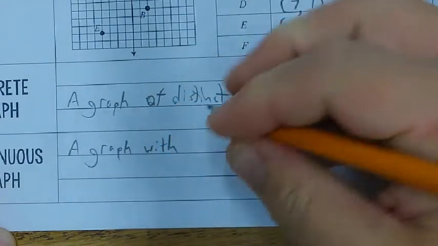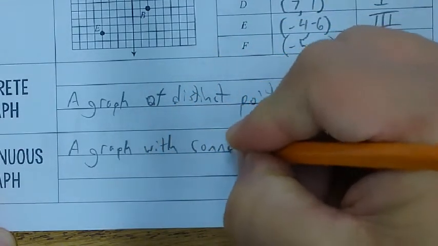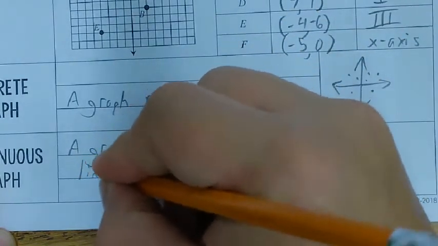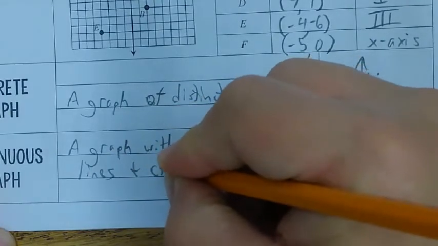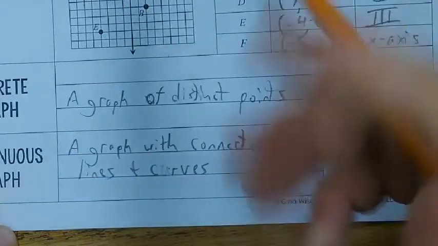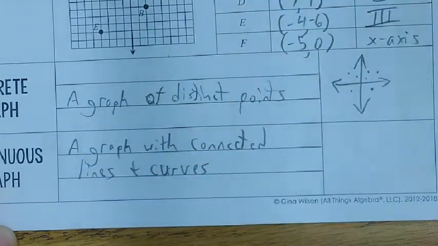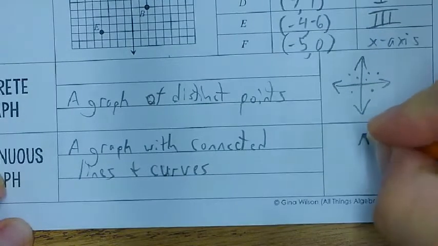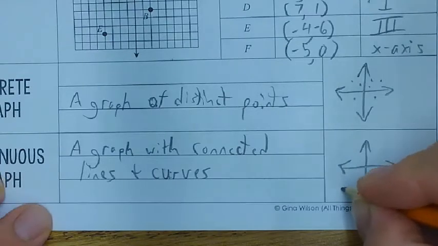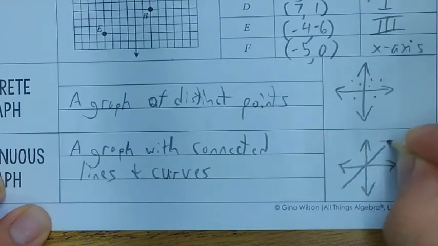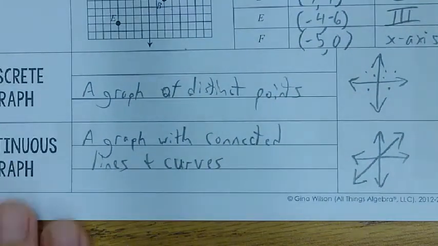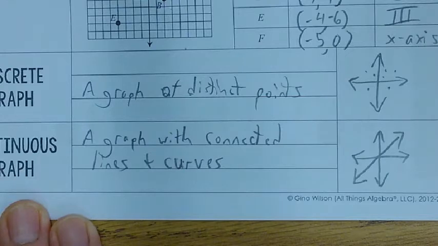Continuous graph: a graph with connected lines and curves. So there's a big difference between these two. You'll be able to tell quickly that continuous is a lot different than discrete. Continuous would be like if you have connected dots, so it makes an actual line or curves. So that would be an example of a continuous graph, one that just keeps on going forever and ever.